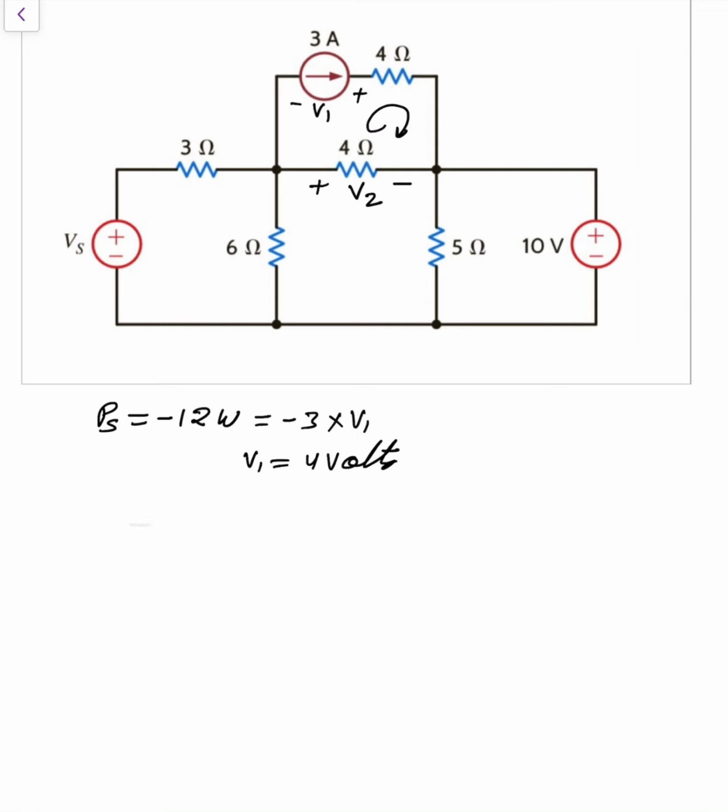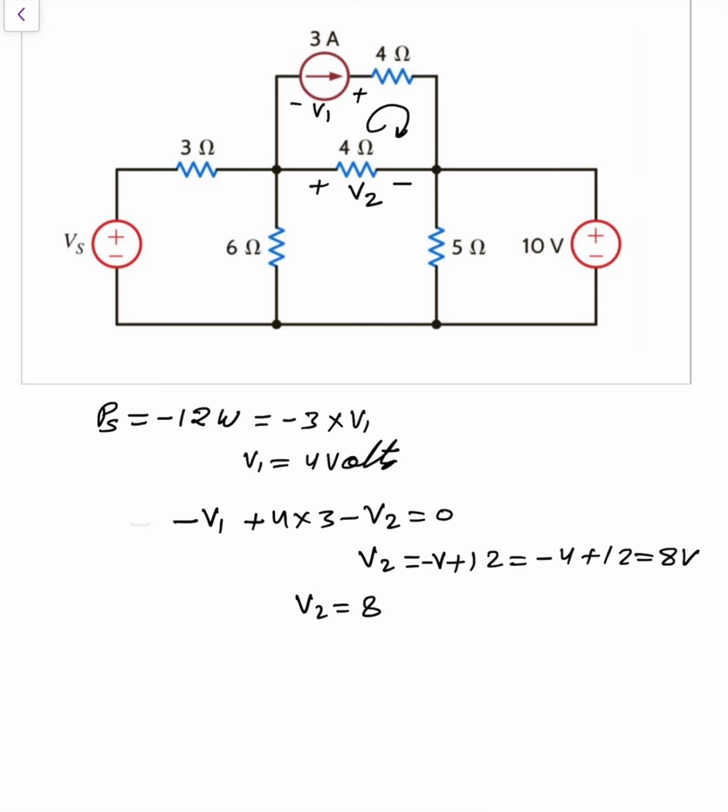So minus V1 plus 4 into 3 minus V2 is equal to 0. So what about V2? V2 is basically minus V1 plus 12, and V1 is how much? 4, so minus 4 plus 12, that is how much? 8 volt. So V2 is 8 volt.